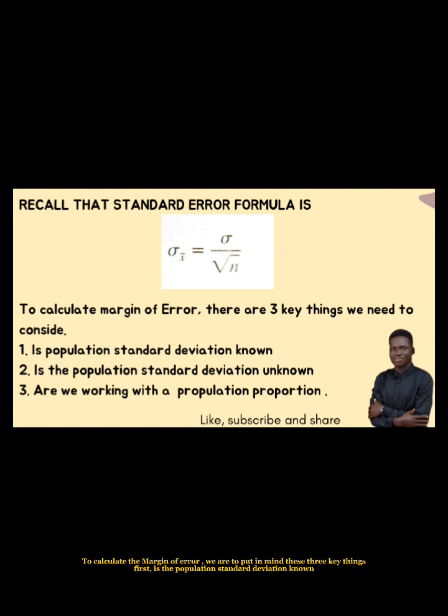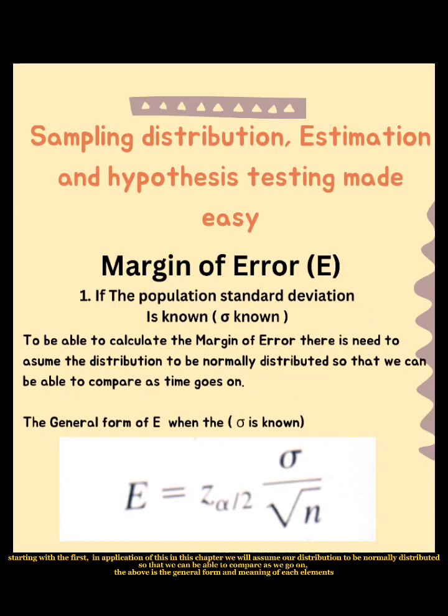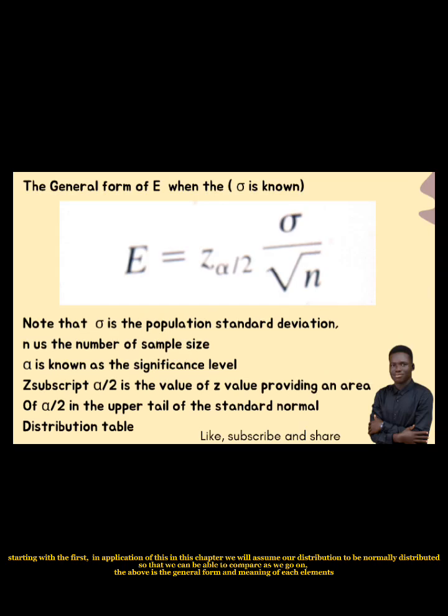To calculate the margin of error, we are to keep in mind these three key things. First, is the population standard deviation known? Second, is the population standard deviation unknown? Third, are we working with a population proportion? Starting with the first, in the application of this in this chapter, we will assume our distribution to be normally distributed, so that we can be able to compare as we go on. The above is the general form and meaning of each element.